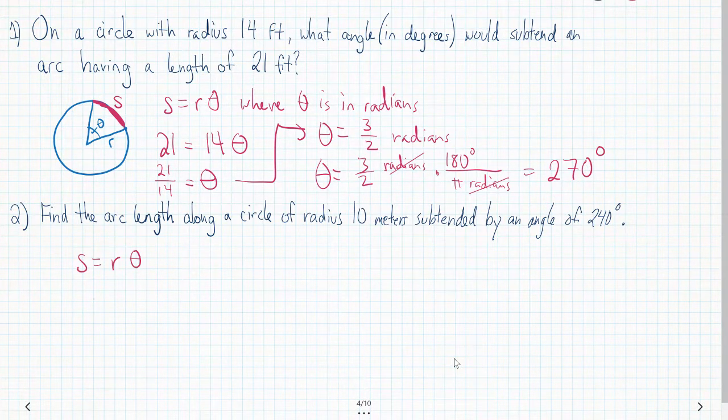So R is pretty straightforward. You get 10. But now theta, we need to convert degrees to radians. So you have 240 degrees, that's pi radians over 180 degrees.